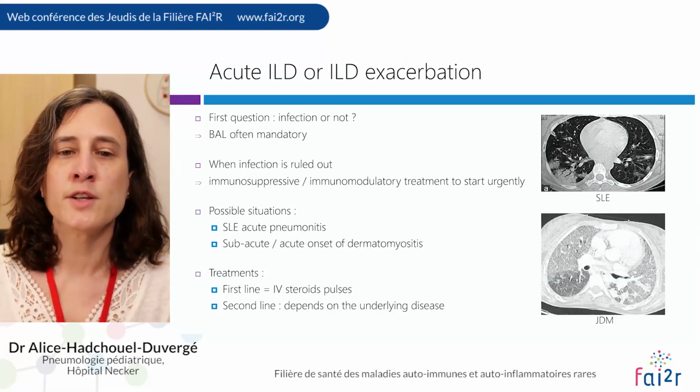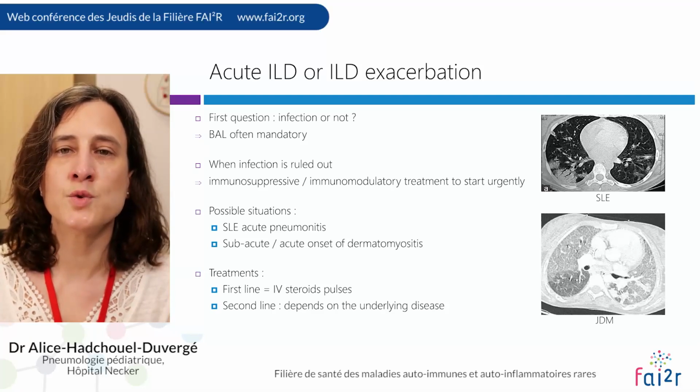For acute interstitial lung disease or interstitial lung disease exacerbation, the first question is to determine if there is an associated infection or if the infection could be the cause of this acute exacerbation. So, one should perform a bronchoalveolar lavage when necessary. The indication of bronchoalveolar lavage should be discussed between the physicians depending on the severity of the patient, on the stability of the patient, and on the degree of presumption of the existence of an infection.